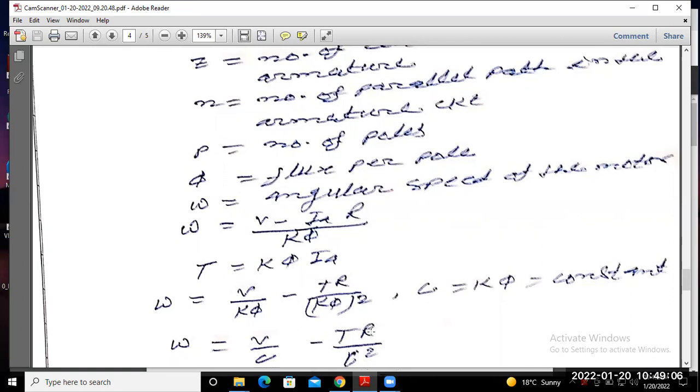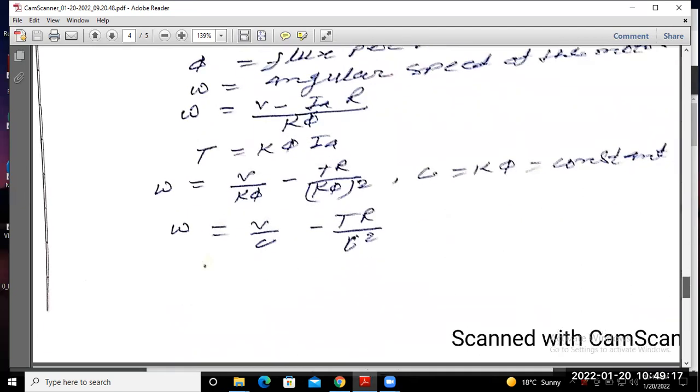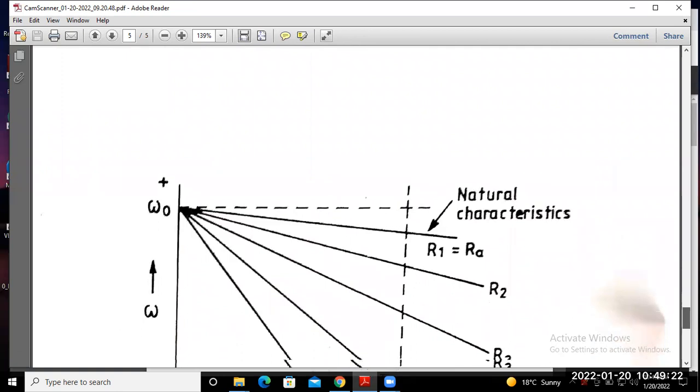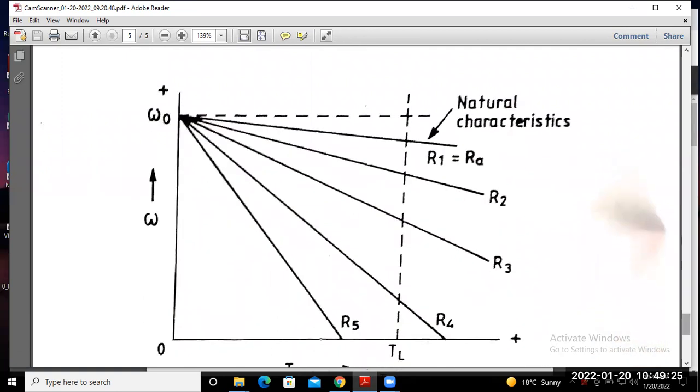So we can draw the characteristic here, the characteristic of speed versus torque. This is your constant speed, represented by omega 0, almost constant, and the armature resistance drop, that means linearly, drops slightly from the no load speed. This dotted line represents the no load speed of the motor.